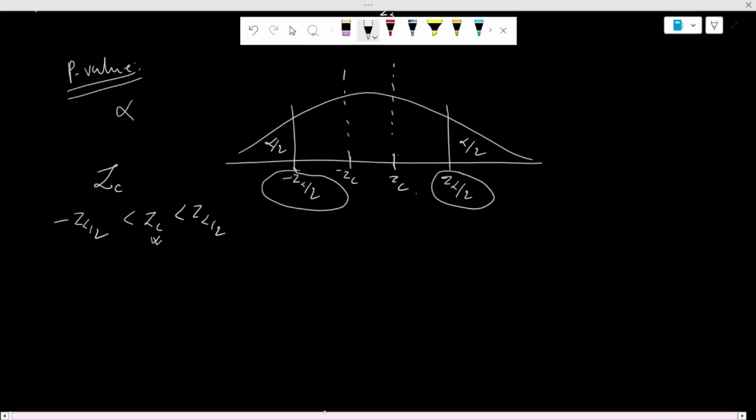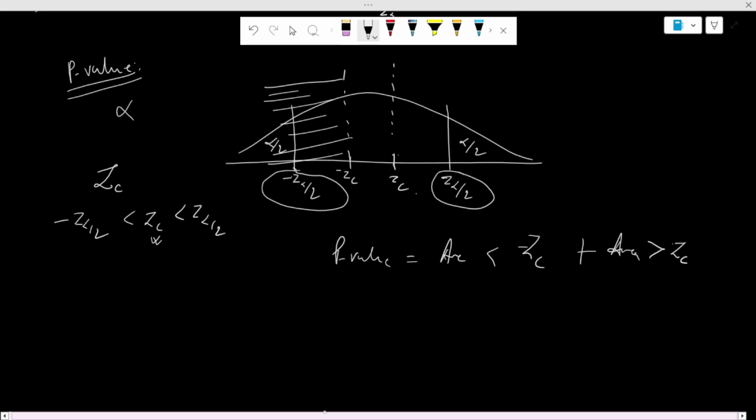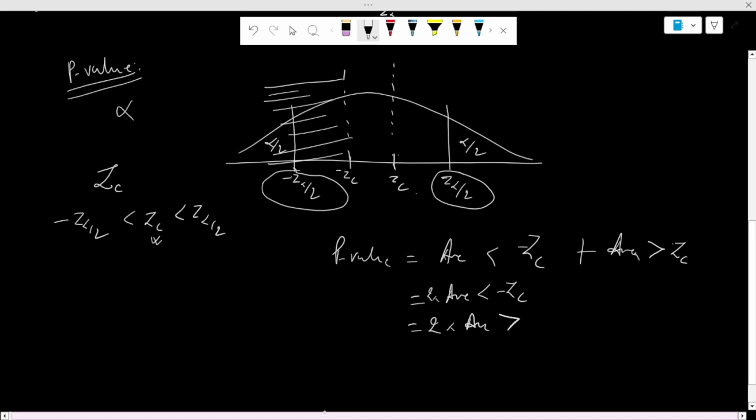So the p-value for this calculated Z score is the area less than minus ZC plus the area greater than ZC. This is our p-value. As they are symmetric, we can call it twice the area less than minus ZC, or equal to twice the area greater than ZC. So in other words, p-value is like the significance level for the calculated Z-score.